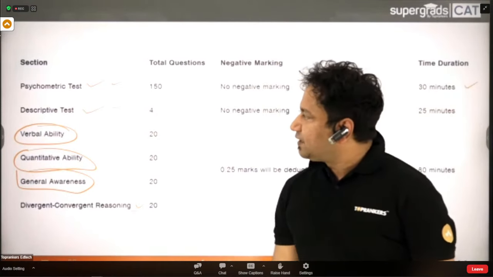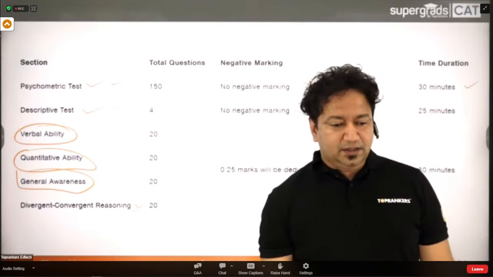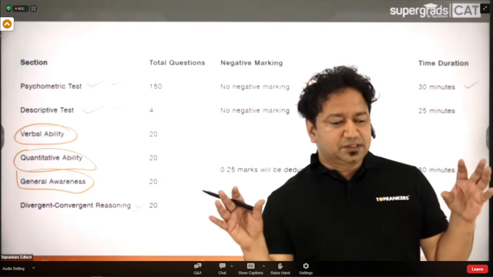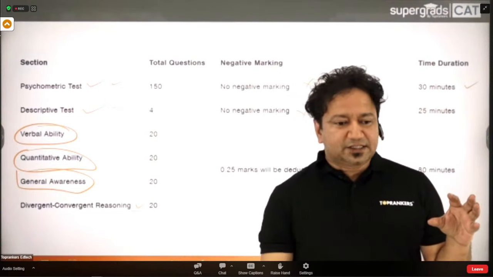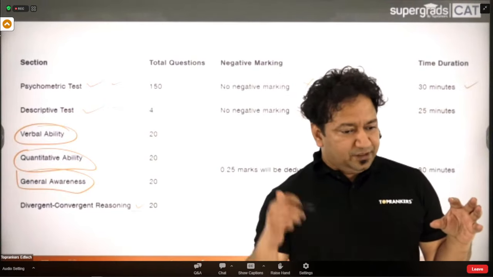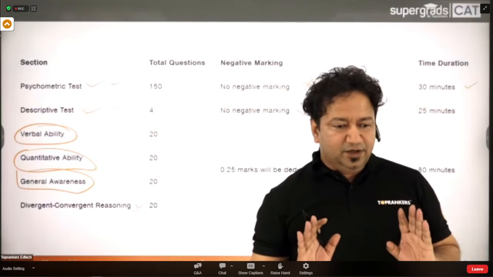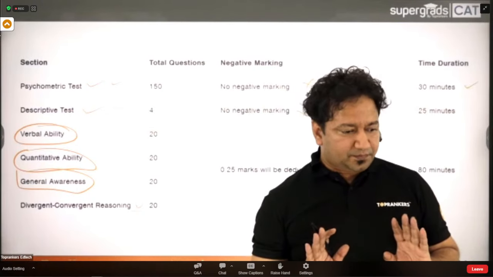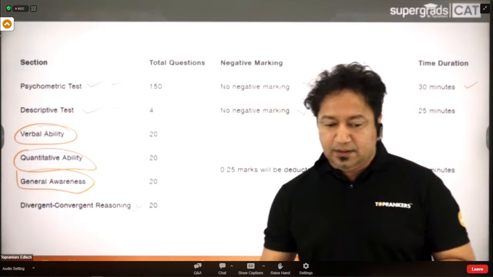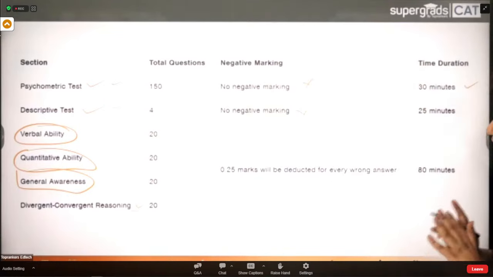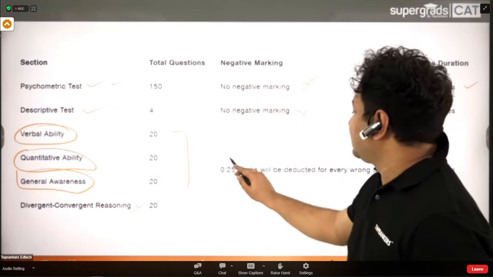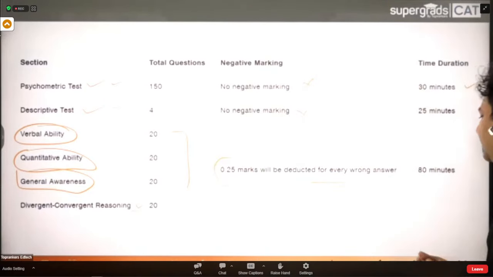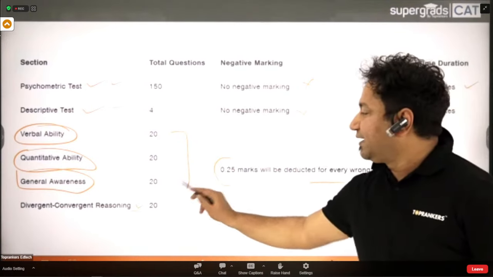Descriptive test, here what happens is you will be given some pictures, four to five pictures. And through those pictures, you have to create a story. When we solve the example, you'll be able to understand it really well. Okay. Apart from that, in these sections there is 0.25 marks negative for every wrong answer. They have 80 minutes and overall 80 questions in totality.